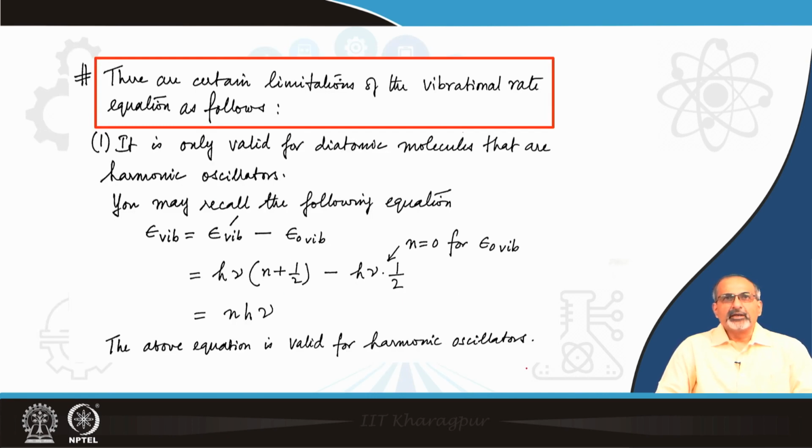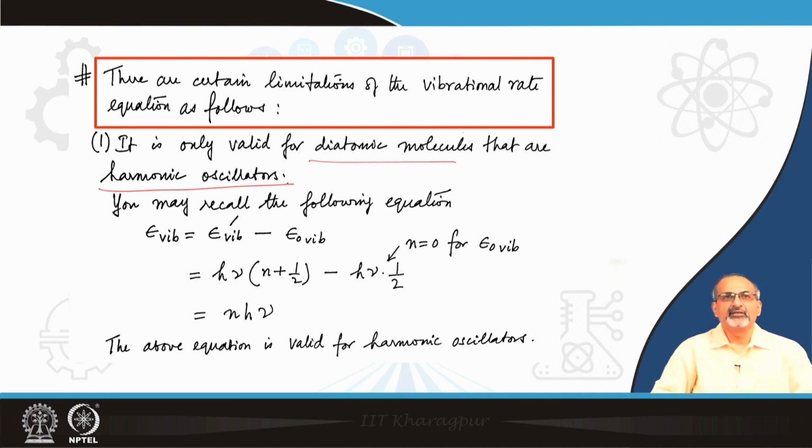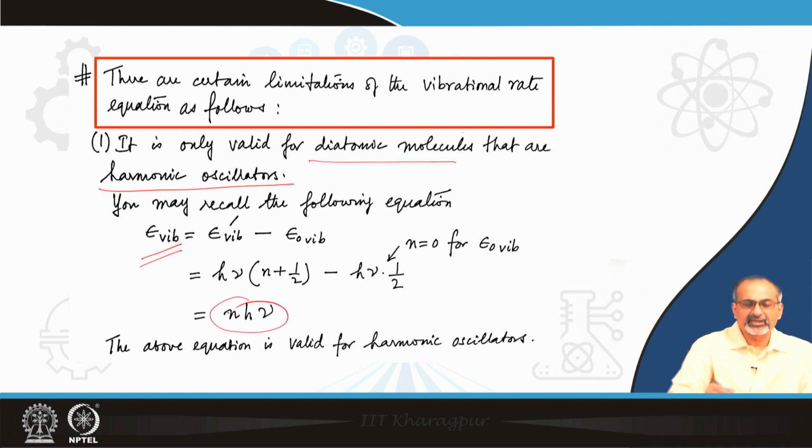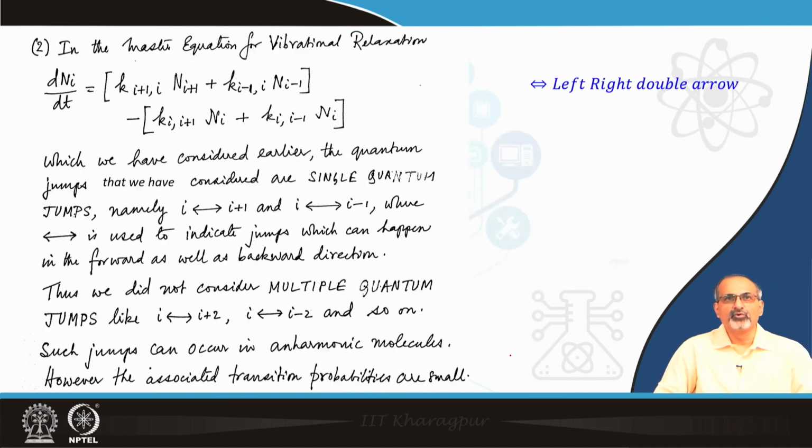There are of course certain limitations of the vibrational rate equation, which we need to briefly discuss now. The point number one is that it is only valid for diatomic molecules that are considered or conceptualized as harmonic oscillators, and for harmonic oscillators the epsilon vibration term shows as n h nu. It is valid only for harmonic oscillators, and real oscillators do not follow this rule precisely.